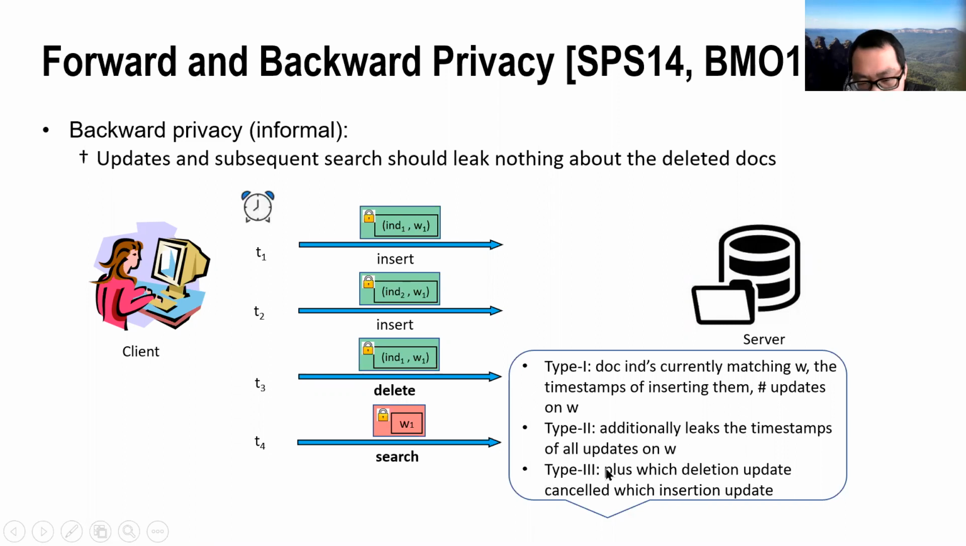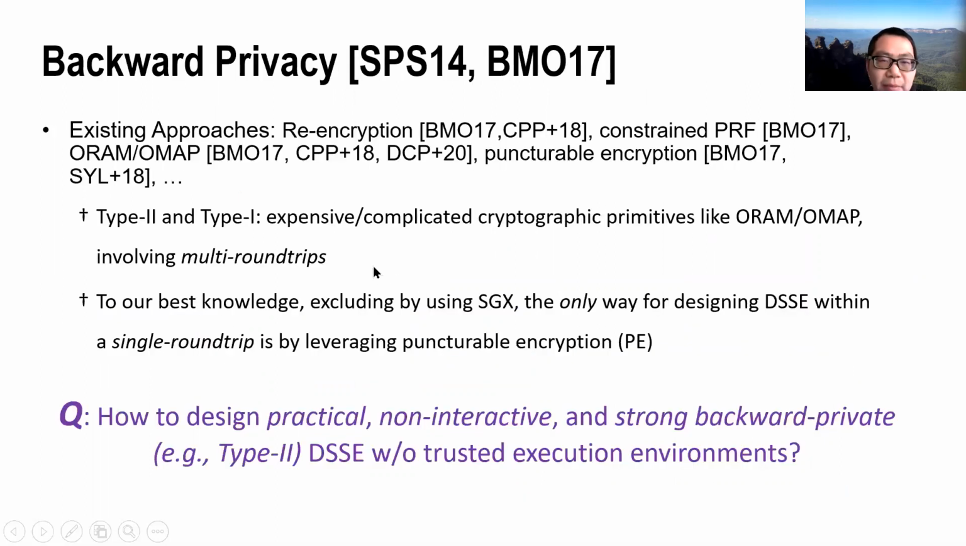So for the type 3 backward privacy, it allows the most amount of information leakage, so it is the weakest backward privacy. So far, many different approaches have been proposed to achieve backward privacy. Among them, the type 2 and type 1 schemes are usually designed by using expensive or complicated cryptographic primitives, such as ORAM, which usually involves multiple round trips. To the best of our knowledge, excluding the use of SGX, the only way for designing a dynamic SSE within a single round trip is by utilizing the punctured encryption.